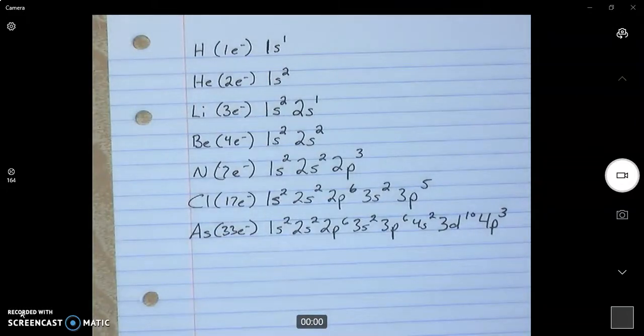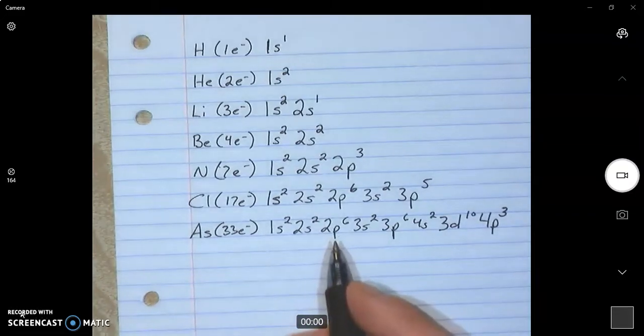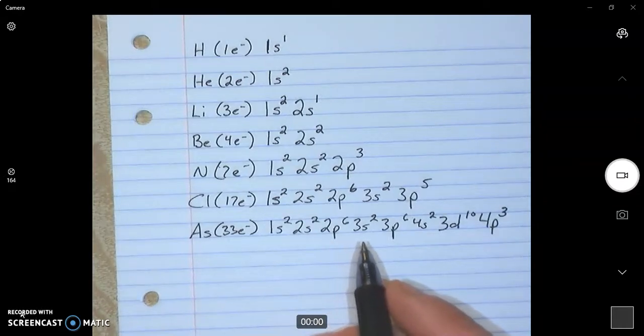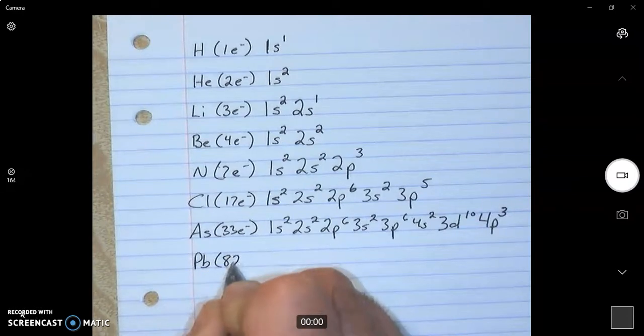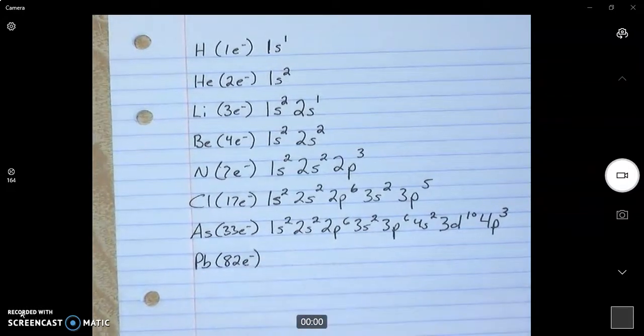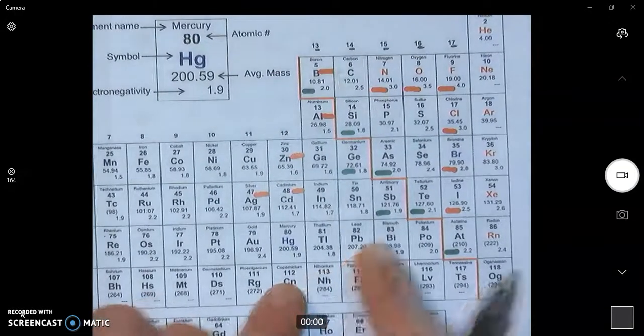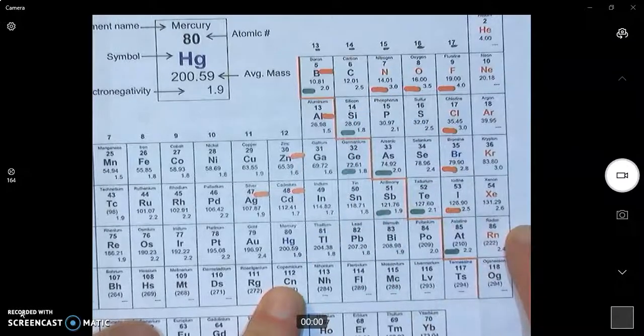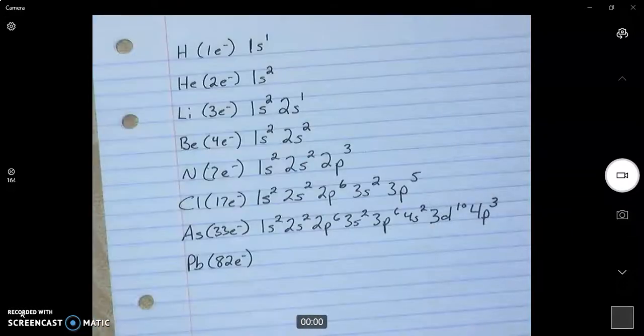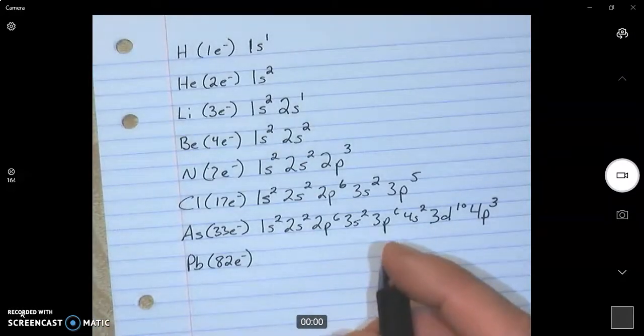I want to do one more that includes an F block, and then I'm going to have you try to do several of these on your own with the attached worksheet. So let's go with lead. Pb is lead, atomic number 82, so that means it has 82 electrons in its neutral atom. If we look at lead's location on the periodic table, it's right here. We're in the P block, in the 2p, 3p, 4p, 5p, 6p, 2. 6p, 1, 2 elements in. So everything's going to be full through 6p2.